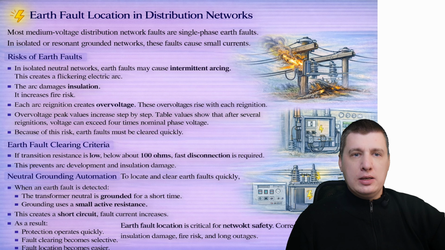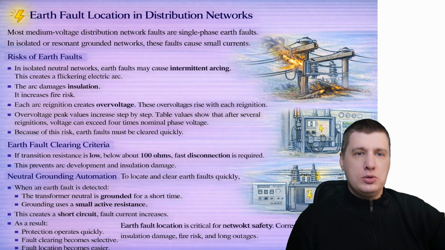To locate and clear air fault quickly, neutral grounding automation is used. When air fault is detected, the transformer neutral is grounded for a short time. Grounding uses a small active resistance. This creates a short circuit. Fault current increases as a result. Protection operates quickly. Fault clearing becomes selective, and fault location becomes easier.